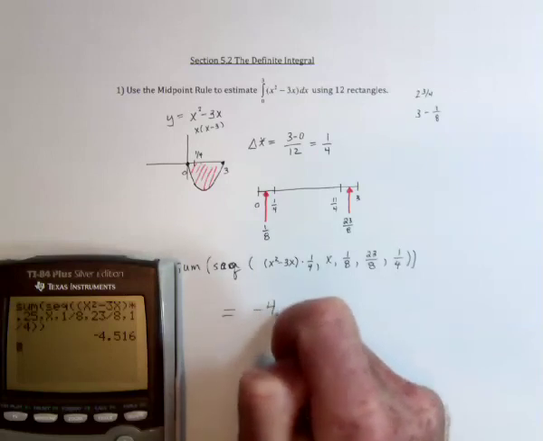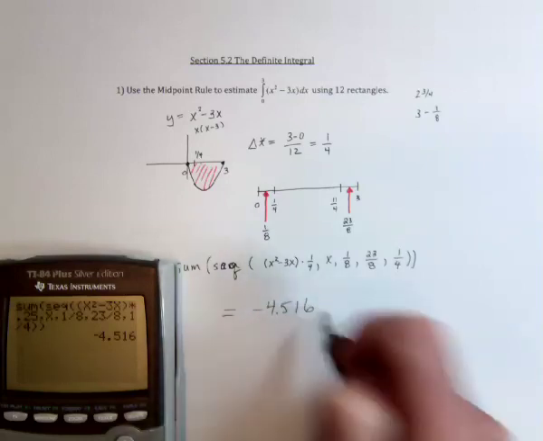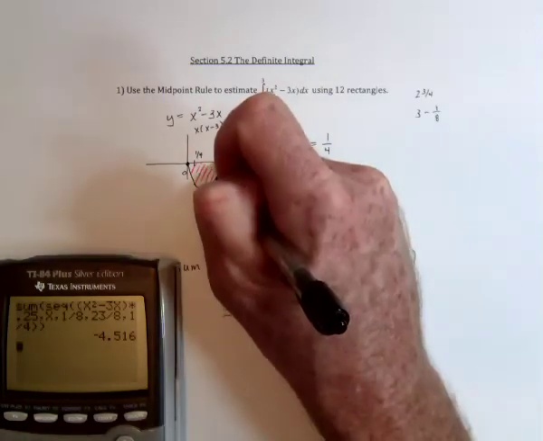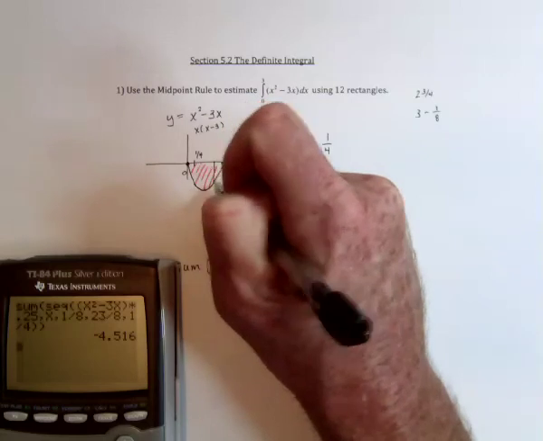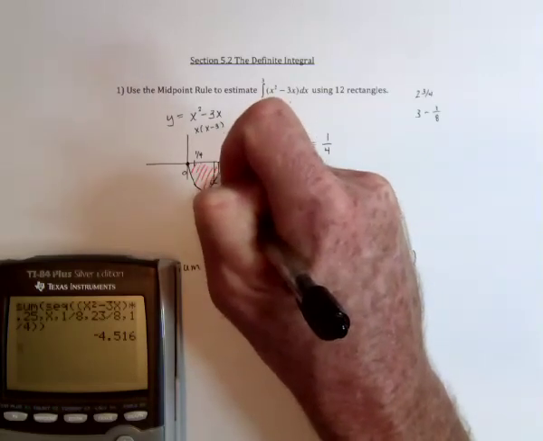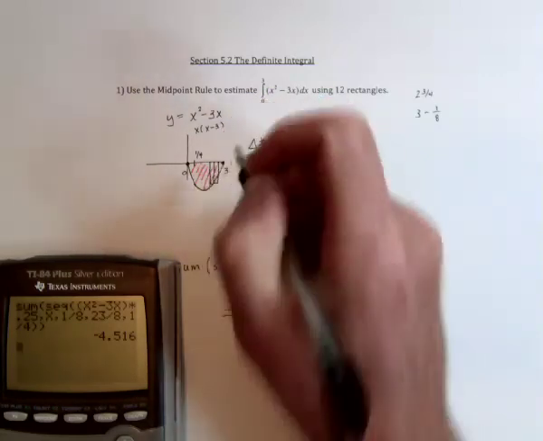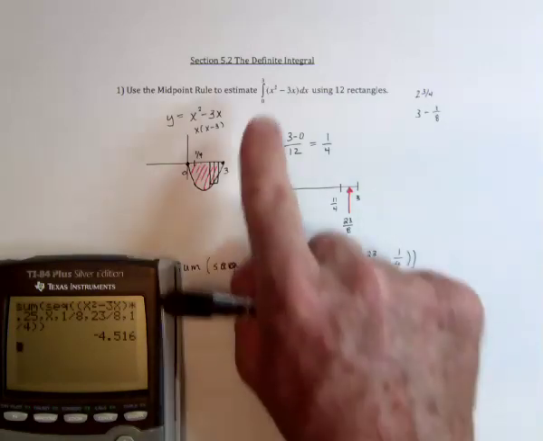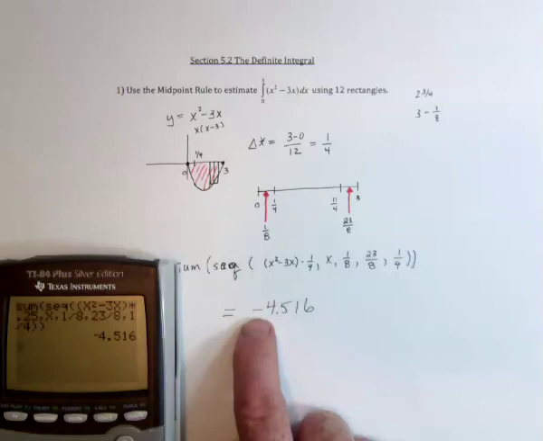Negative 4.516. And then you may say, wait a second, area can't be negative. But keep in mind what it's doing is taking this as the height of the function, and that is a negative y value. So with a definite integral, if you ever get negative, that means that's the portion that's under the x-axis instead of over the x-axis.